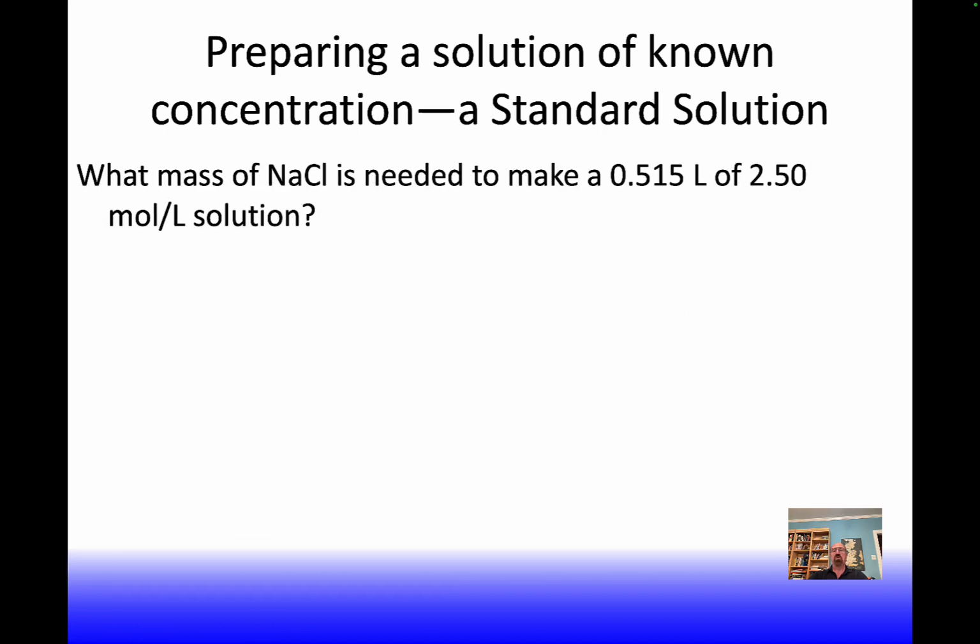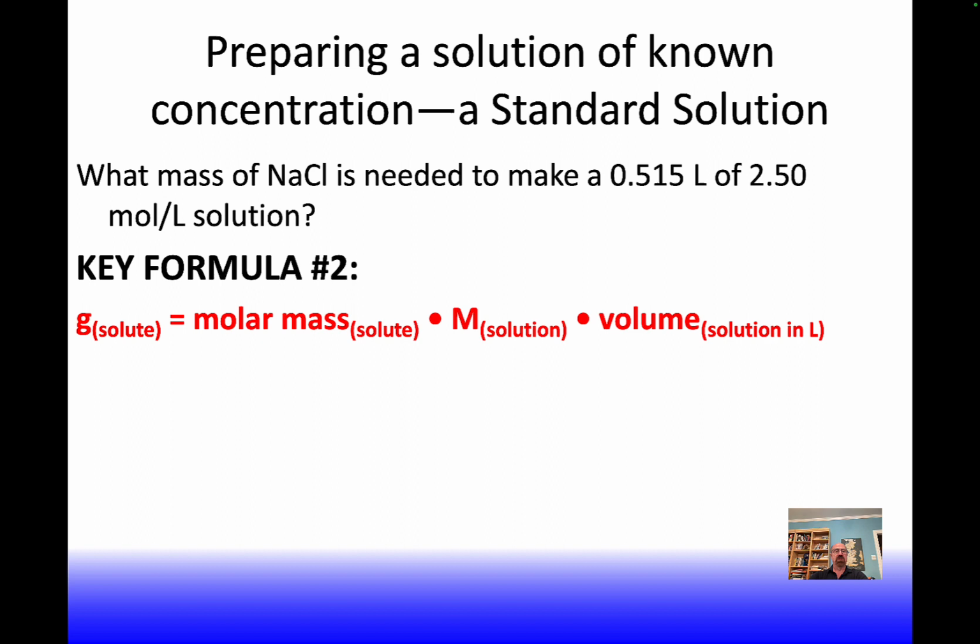Now, what mass of sodium chloride is needed to make 0.515 liters of 2.5 mole per liter solution? Here's my equation. I came up with this. Key formula number 2: grams of solute equals the molar mass of the solute times the molarity of the solution we're trying to make times the volume of the solution we're trying to make. So let's see, what information have we been given? We have the volume in liters, that's volume. We have the molarity at 2.5 moles per liter. We can calculate the molar mass. All we need to do that is a periodic table, and it's 58.44 grams per mole of sodium chloride.